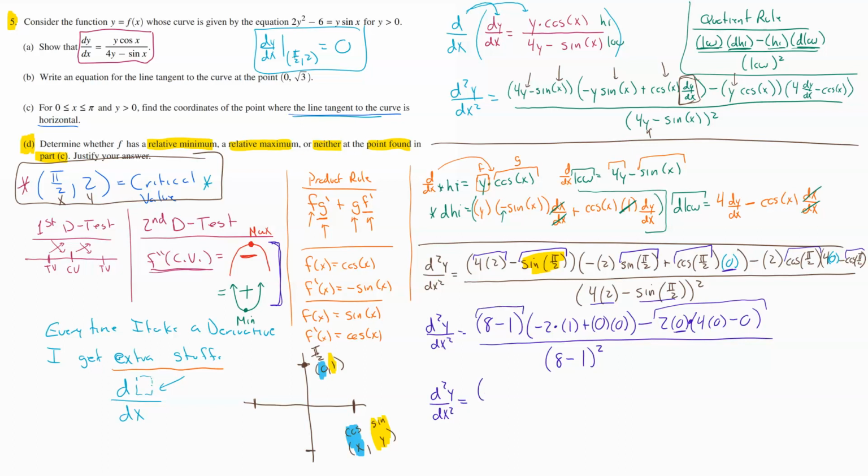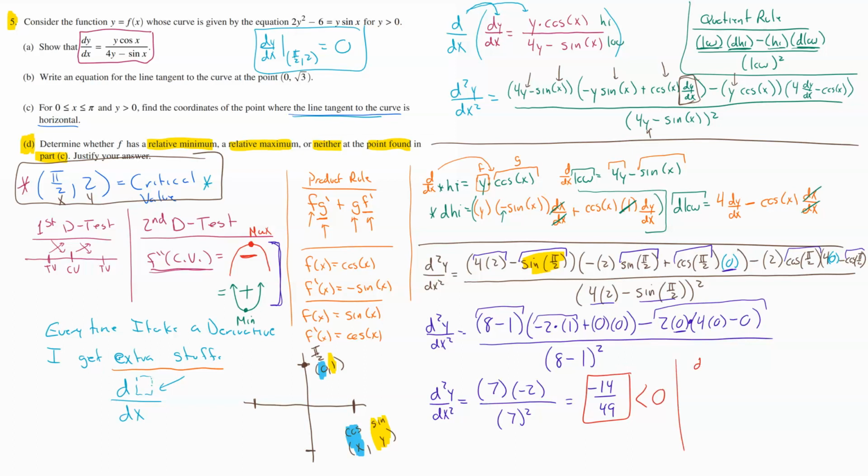So we get 8 minus 1 is 7. Inside here we have negative 2 plus 0, which gets us negative 2. And then that back piece zeroed out. On the bottom, we now have 8 minus 1 is 7 squared. So out of there, we end up with negative 14 over 49. You don't need to worry about simplifying this thing down. All you need to know out of this is that this is negative. So we know that that is less than 0.